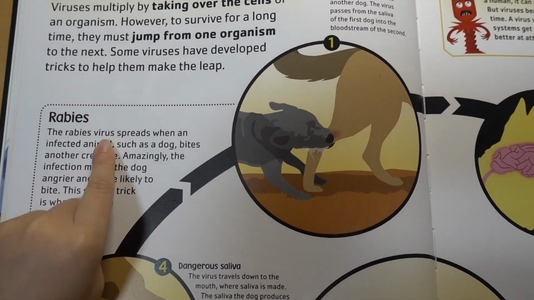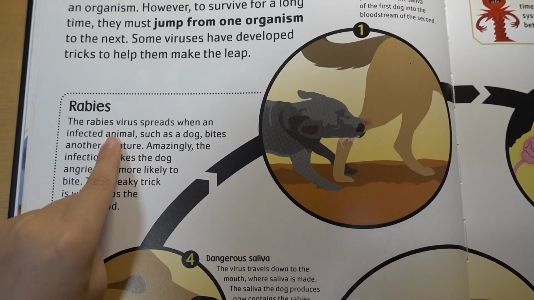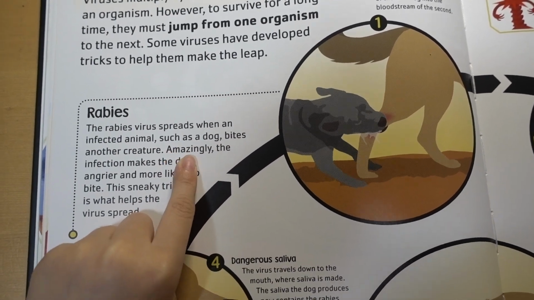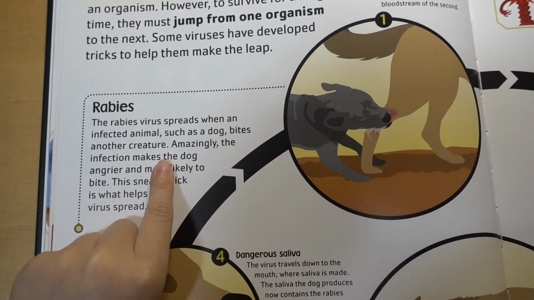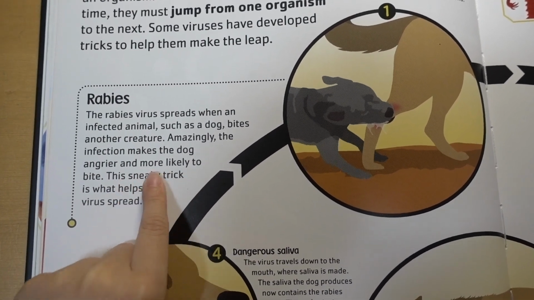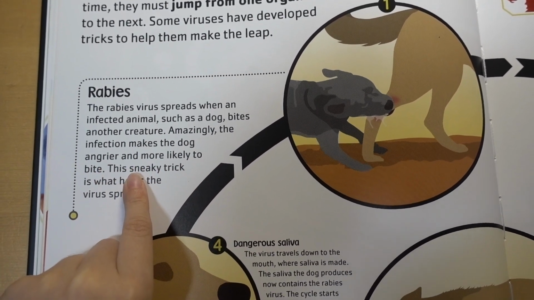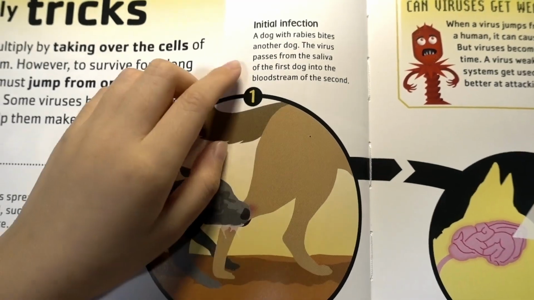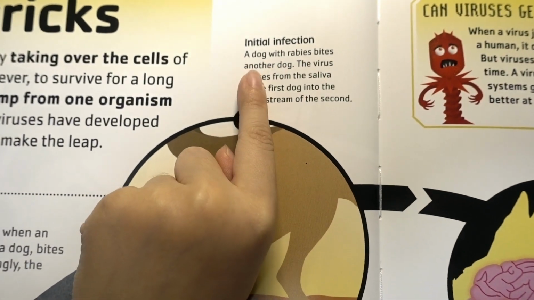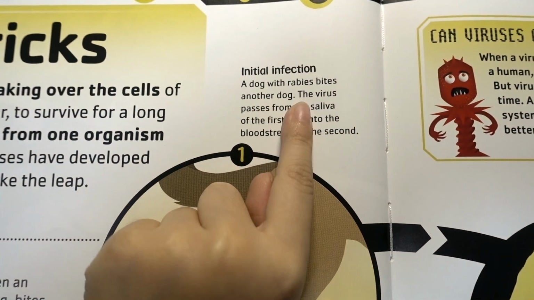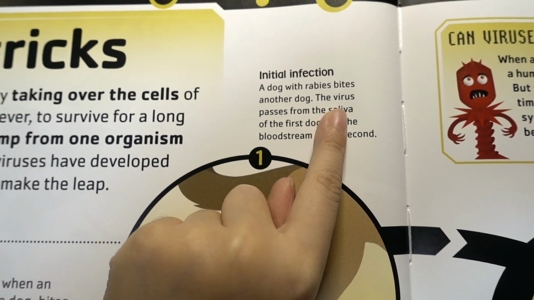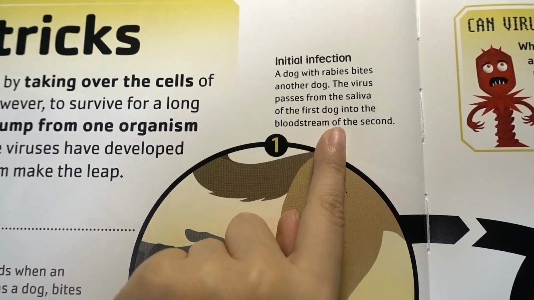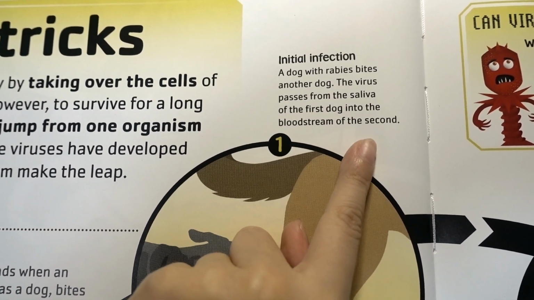Rabies. The rabies virus spreads when an infected animal, such as a dog, bites another creature. Amazingly, the infection makes the dog angrier and more likely to bite. This sneaky trick is what helps the virus spread. Initial infection. A dog with rabies bites another dog. The virus passes from the saliva of the first dog into the bloodstream of the second.